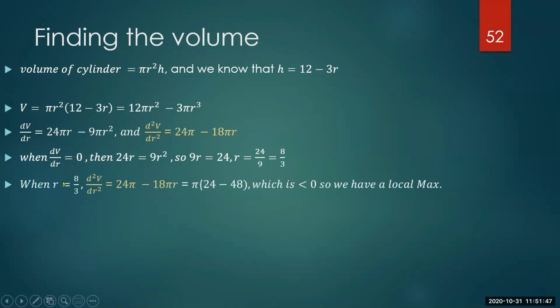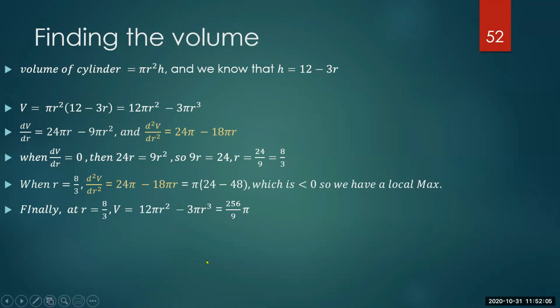So when r is equal to 8 over 3, d2V/dr squared is equal to 24 pi minus 18 pi r. And that's equal to pi into 24 minus 48, which is less than 0. And so we know we have a local maximum.